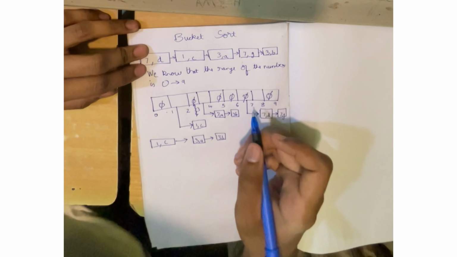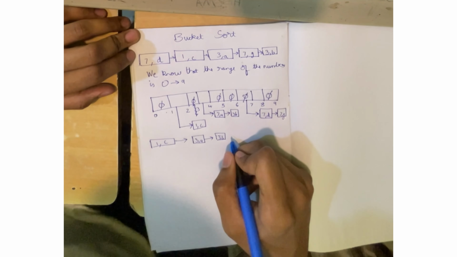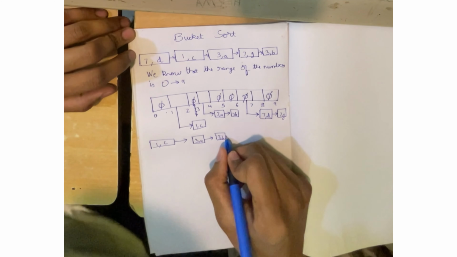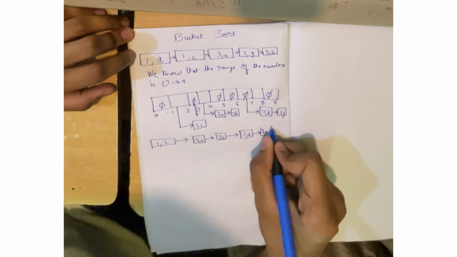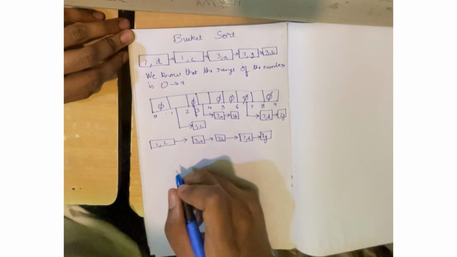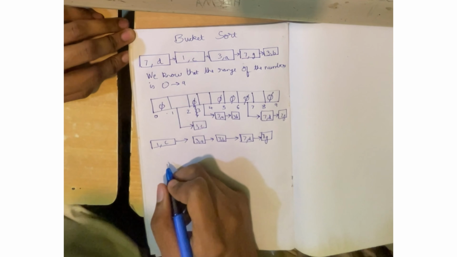4, there's nothing there. 5, nothing there. 6, nothing there. Then I'll go to 7. What should I add to my linked list? 7D and 7G. With this, I would have sorted my initial list and arrived at this new list.